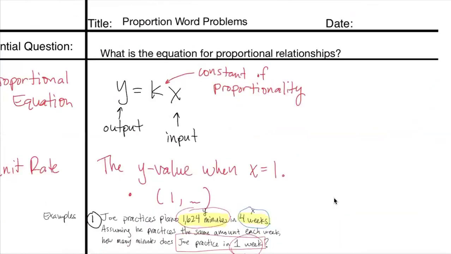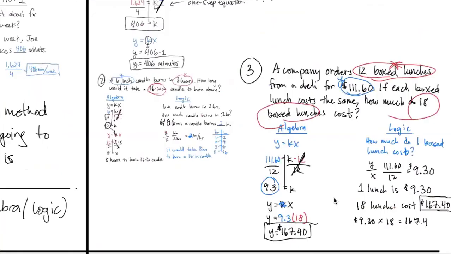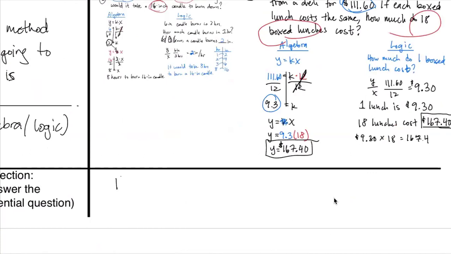The essential question that we asked at the beginning: what is the equation for proportional relationships? Go ahead and state the equation. I'll give you a few minutes to find it and write it down. Good. You should have written the equation is y equals kx. Nice job today. And that concludes our notes for today.